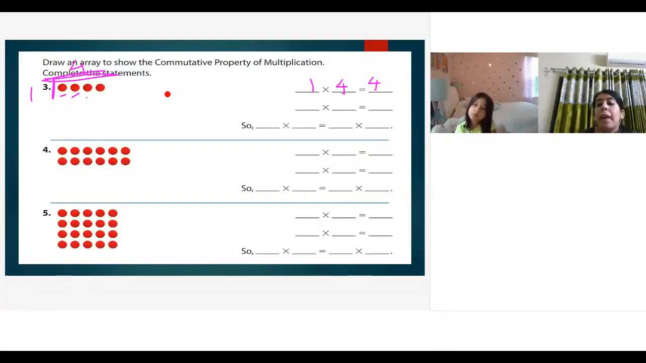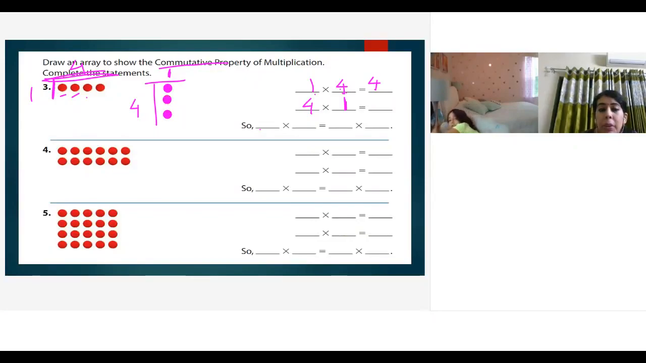Now what should I do? I have to apply the commutative property. So my position gets changed. My 1 becomes 4 and 4 becomes 1. Got it? Wait, don't write the answer. First, we should draw it and see how many counters we get. So my rows are 4 and my columns are 1.